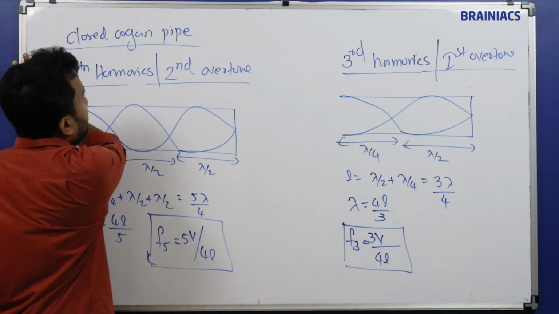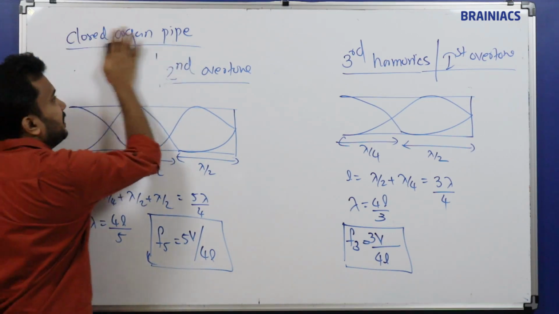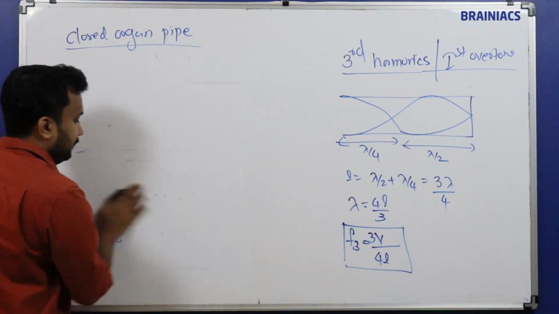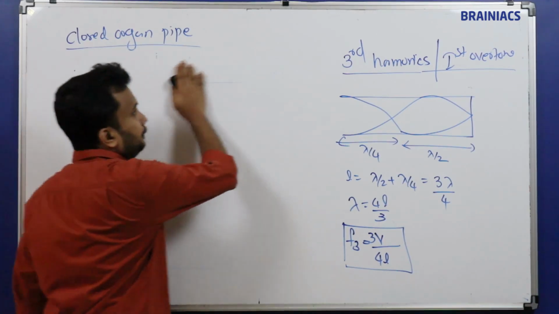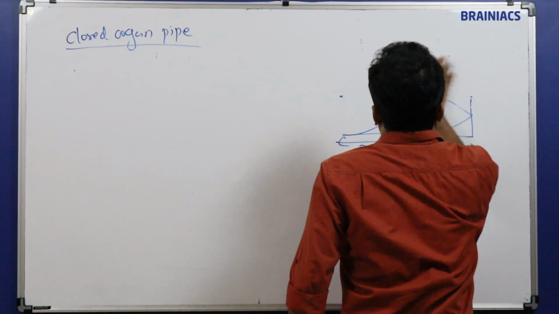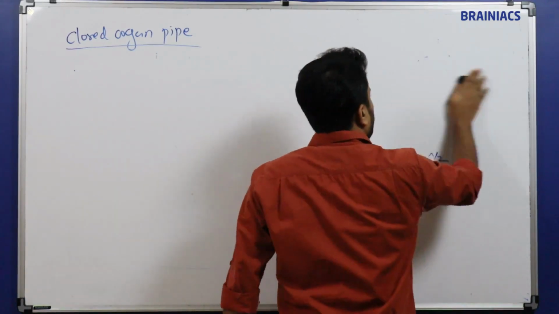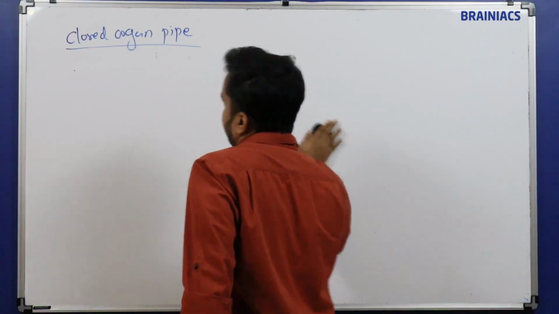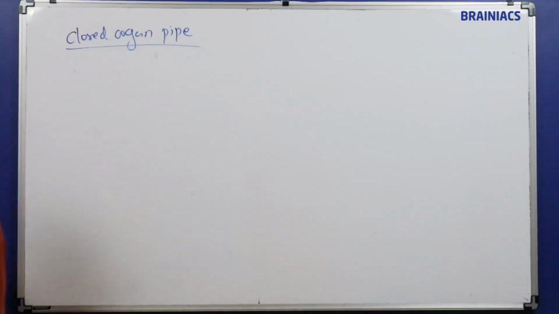Okay. So in this, odd harmonics will be present, even harmonics are not present. Okay. So now we will write the summary, the key points. So just write a note and the main key points from the closed organ pipe.